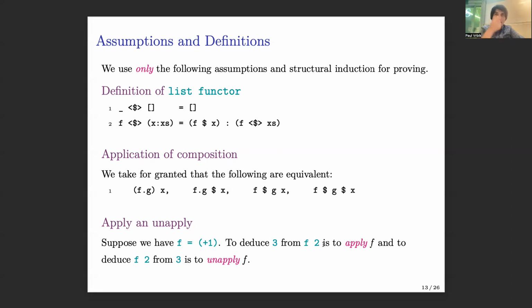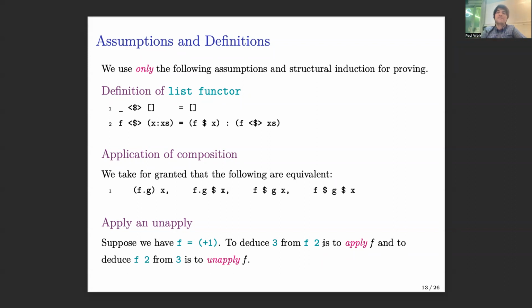Okay, but there's an equality in there, right? f of 2 is equal to 3. That means I should also be allowed to take 3 and replace 3 with f of 2. Does that make sense? So to say I get 3 from f of 2 is to apply f. And to say I get f of 2 from 3 is to unapply f. It's to recover f from its evaluation. Because again, when we have f of 2 is equal to 3, it's an equality. I should be able to go in both directions.